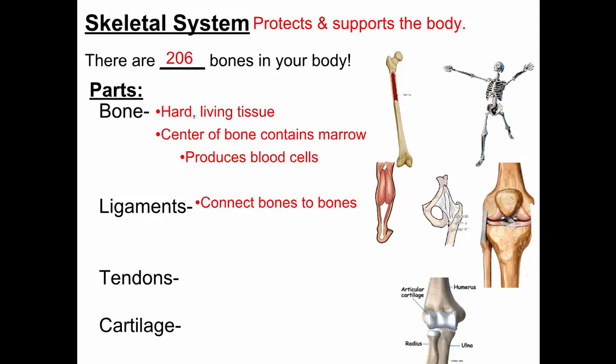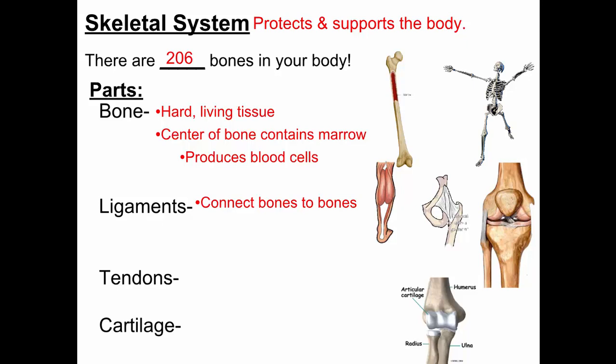Keeping all of our bones together are ligaments. Some of these things we're talking about are called connective tissues. Connective tissue is very tough, strong, durable tissue that connects various parts of our skeletal and muscular system together.